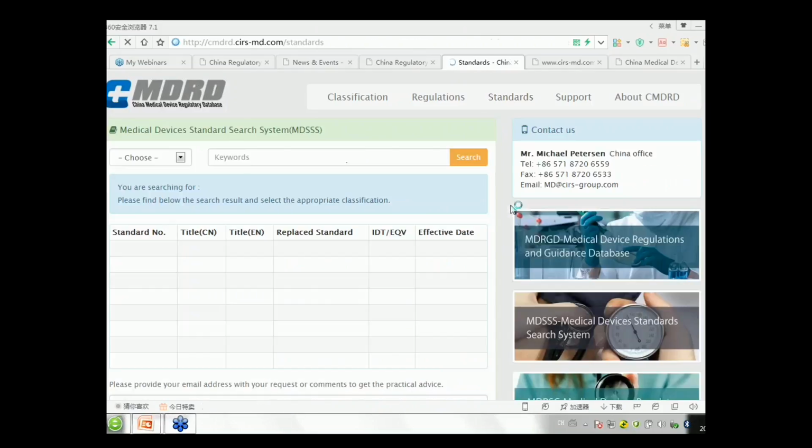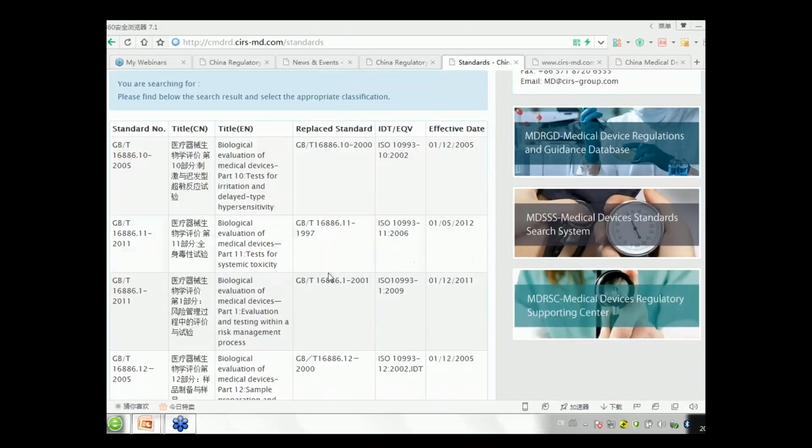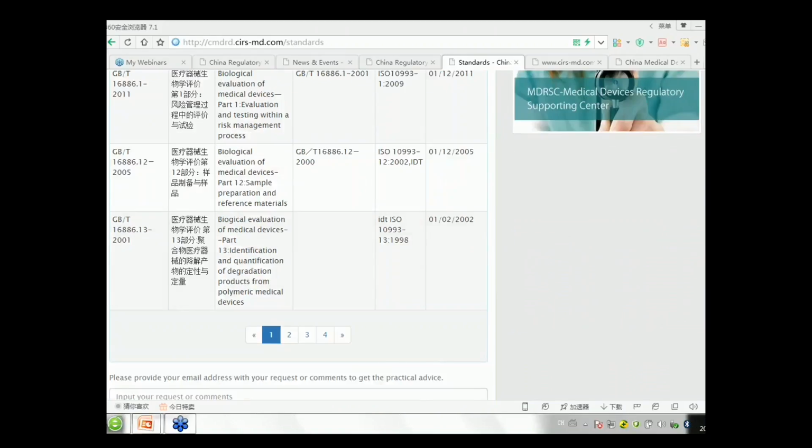So we go to the standards. Also, you can find the standards you would like to know by choosing the standard number or standard name here. We got the number 16886. It's about the biological evaluation. Here we go. Cool, you can see we got the other 16886 series, all about the biological evaluation of medical devices. We got part 1 to part 20, all of which you can find here.